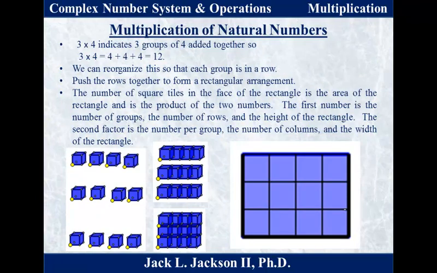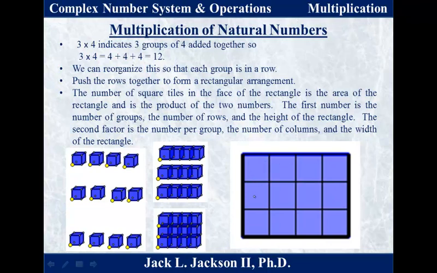So once again, 3 times 4 indicates 3 groups of 4 added together. We could take this, however, and reorganize it so that we put our groups in rows. So here's a group of 4, here's a group of 4, here's a group of 4, and we have 3 groups of 4. We could even take these blocks and smash them together so that now we have 3 rows of 4 linked together. And if we wanted to, we could push all that together and we have a rectangular array. Here I'm thinking of little blocks, so I'm thinking 3 dimensions. But instead of little blocks, I could just have flat square tiles. And we put that together, here is 3 times 4.